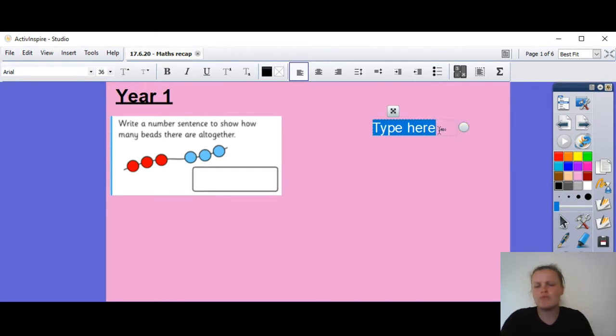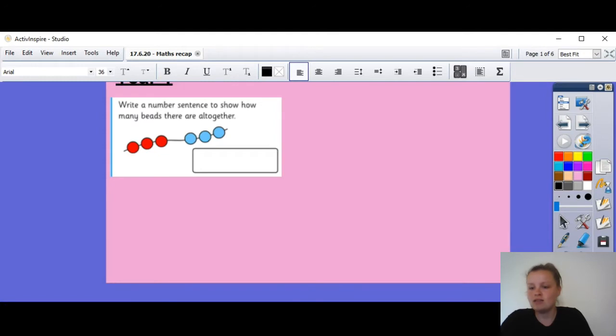So we remember what a number sentence is. It could be 6 add 3 equals 9, or it could be 9 equals 3 add 6, or it could be 9 take away 6 equals 3. This is a number sentence. So we need to write a number sentence.